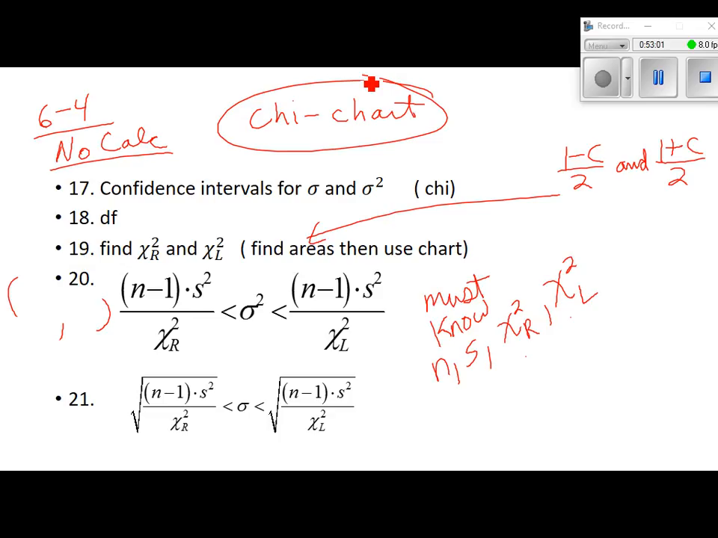Number 20 here gives you the interval for what? The variance. This is variance. And then 21, what do you do in 21? Just take the square root of both sides, and that gives you the interval for standard deviation.